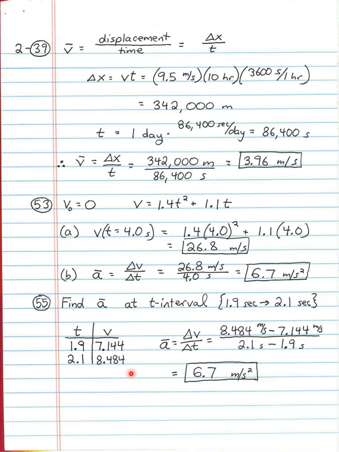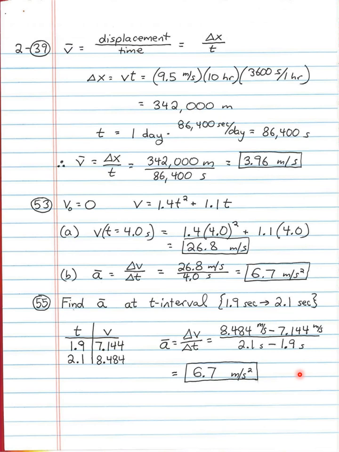So for the time of 1.9 seconds, I get 7.144 meters per second. At a time of 2.1 seconds, I get 8.484 meters per second. I take those values, plug them into this equation. Average acceleration is change in velocity over change in time. I plug in those values and I get 6.7 meters per second squared.